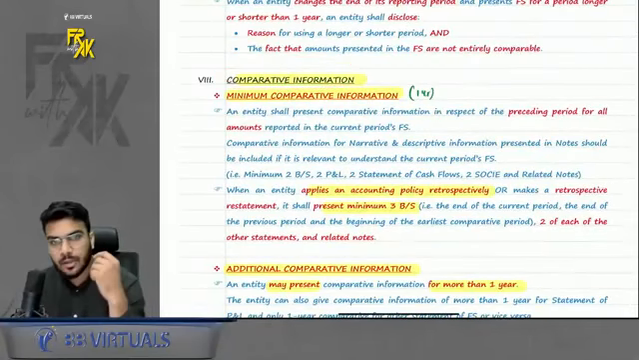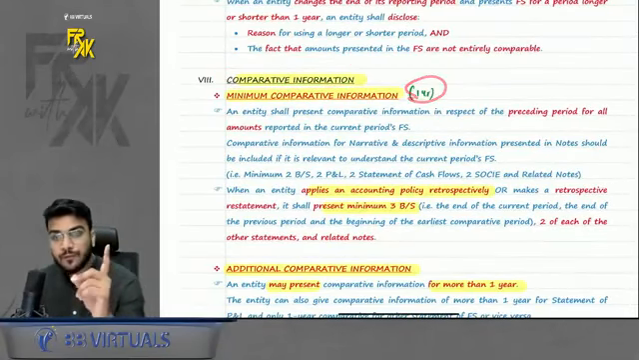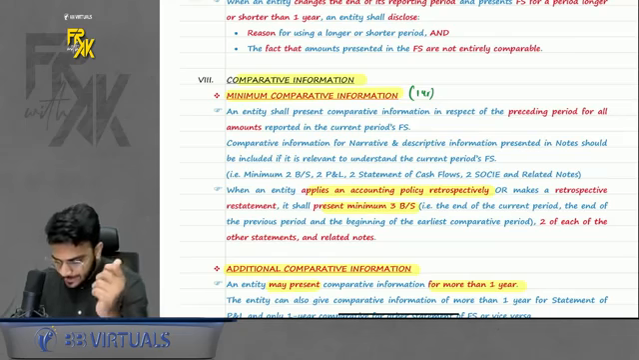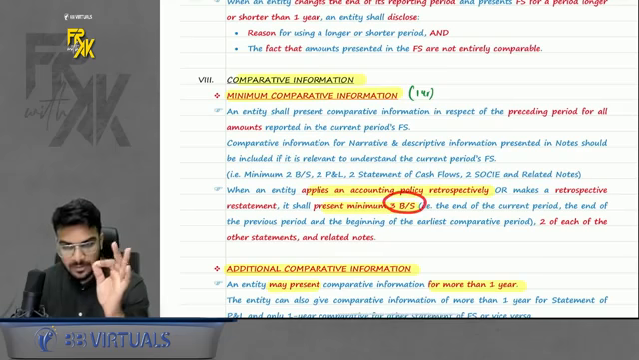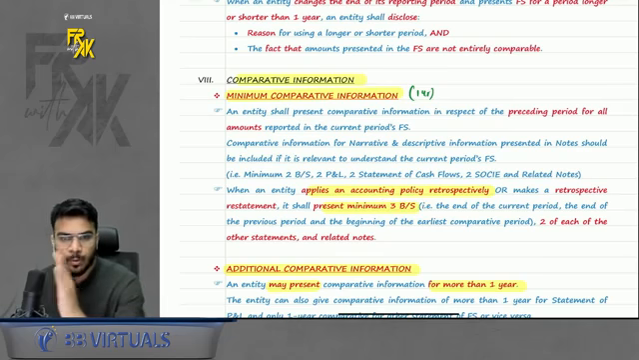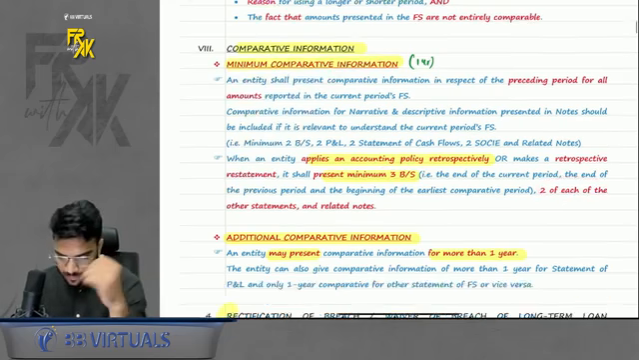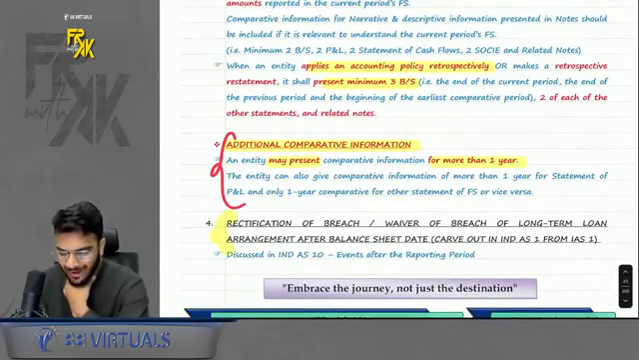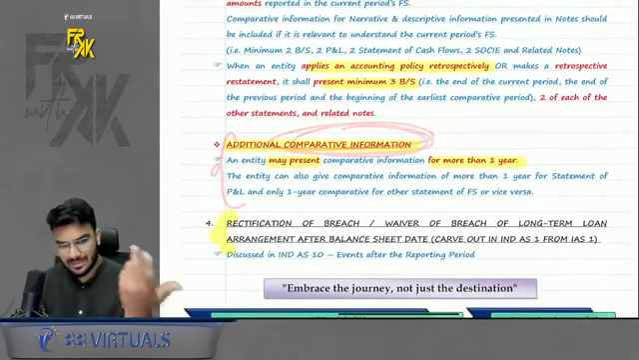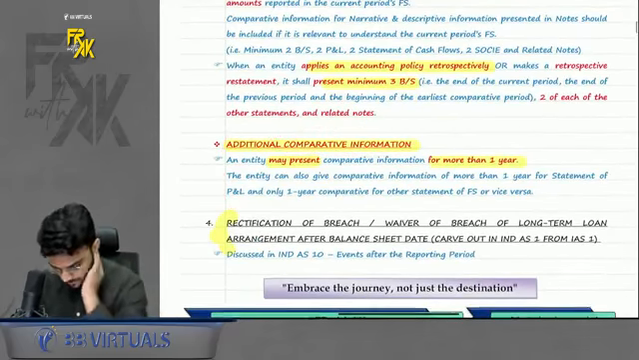Comparative information. How many years of comparative is to be given? Minimum 1 year. If you are preparing the opening balance sheet, in that case, the balance sheet will have 3 columns: previous year, current year, and previous year opening balance sheet. All other elements will be current or previous year. If the company wants to give additional comparative information, can they do so? The answer is yes. They may give more than 1 year of comparative as well.